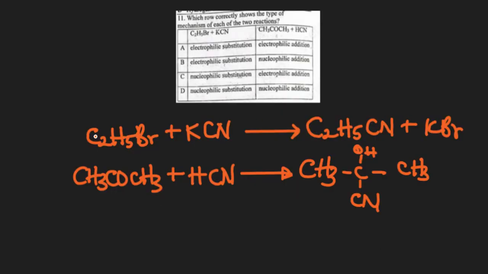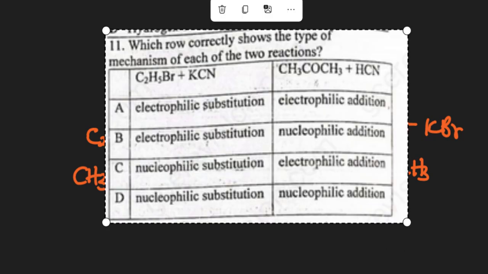Between these 2 equations, in the first equation we simply have the replacement of the bromide with the cyanide. It is called nucleophilic substitution, because the cyanide is a nucleophile that comes and replaces the bromide. In the second one, we see that the cyanide simply adds itself to the ketone. So this one is cyanide, still a nucleophile, but this is nucleophilic addition. So our best option is D.